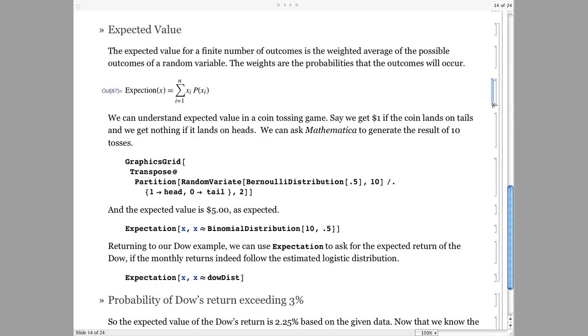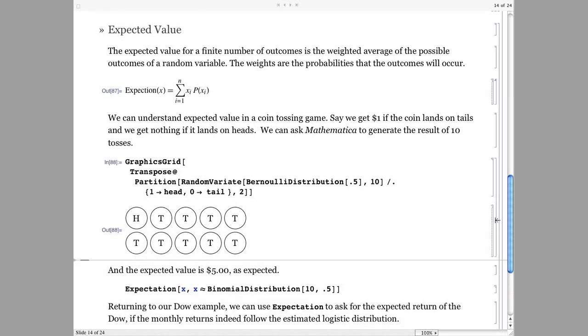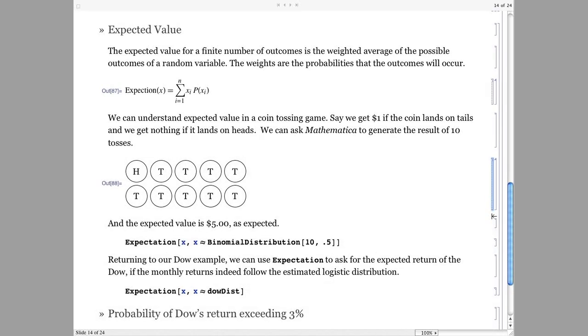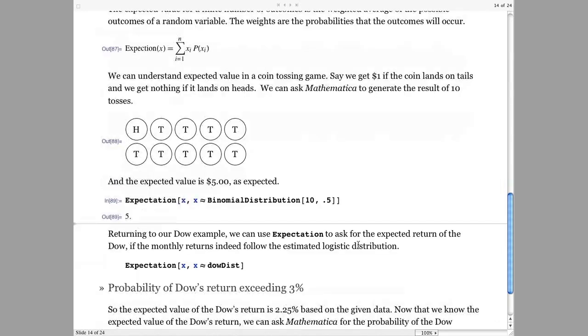We can understand the expected value in the coin tossing game. Say we get $1 if the coin lands on its tail, and we get nothing if it lands on heads. Here is the result of 10 tosses. And the expected value is $5, as expected.